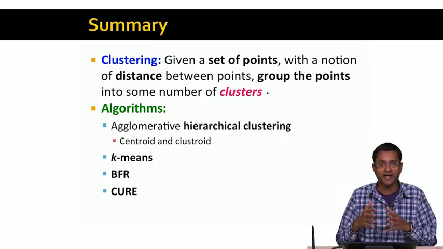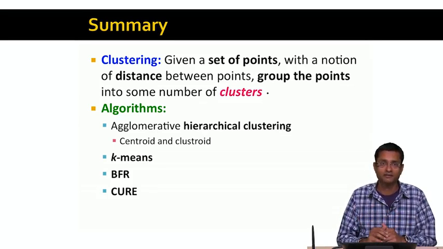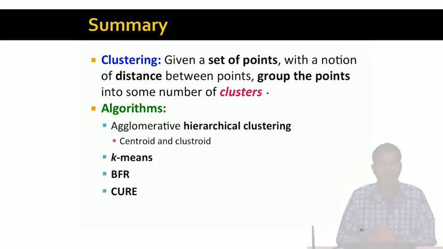Thus, we looked at other algorithms that scale well to large data sets. We started with the k-means algorithm. Then we looked at the BFR, or the Bradley-Fayyad-Reina algorithm, which is an implementation of k-means for really large data sets. But we found out that BFR has certain limitations, so we looked at another algorithm called CURE, or clustering using representatives, that overcomes these limitations.